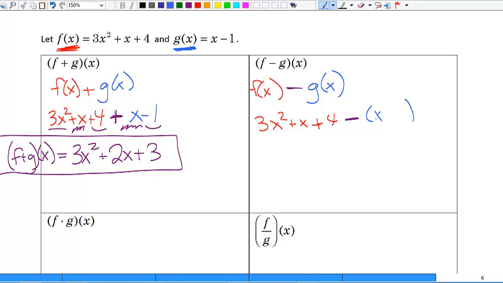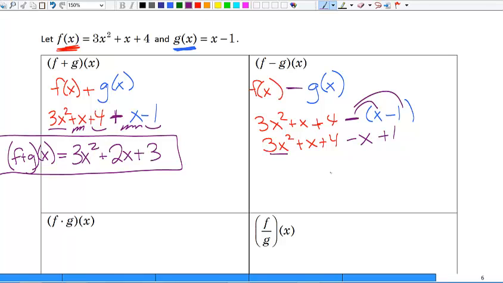So because I'm subtracting the entire g function, you need to remember to put parentheses around the g function, and then we're going to distribute through to get minus x. Everybody gets minus x, right? It's the plus 1 that they sometimes will want to write minus 1. But when we're subtracting a negative 1, that's really like adding a positive 1. So I have 3x squared plus x plus 4 after I've distributed minus x plus 1.